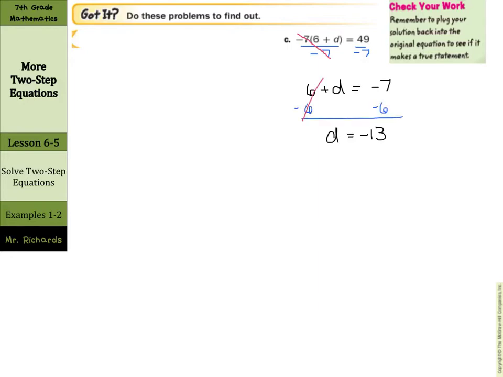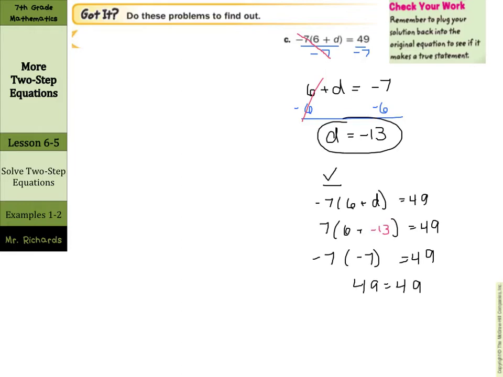If after you subtracted 6 from both sides, you got d equals negative 13, we might have the right solution, but make sure we show our check step. And after rewriting our original equation in our check step, making our substitution of negative 13 in for d, 6 plus negative 13 is negative 7, and negative 7 times negative 7 is a positive 49, and so we have the correct solution at d equals negative 13.